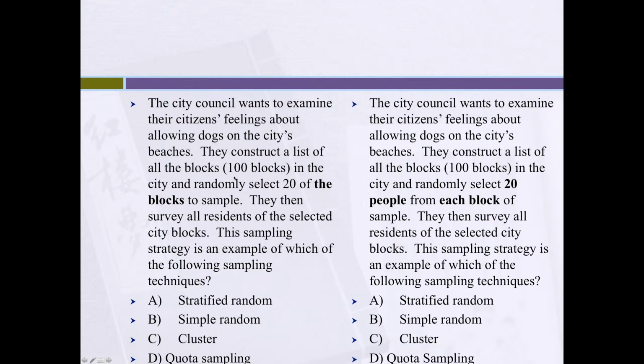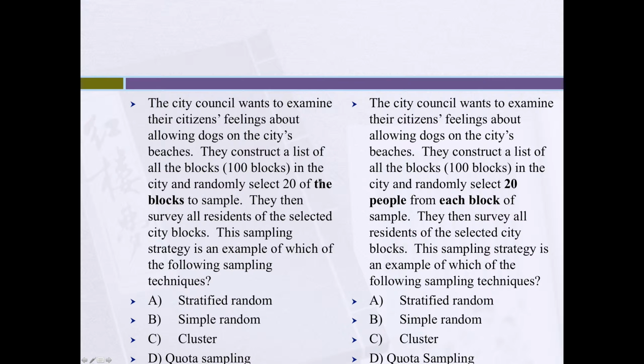If we ask citizens about their opinion about something, we divide the whole city into 100 blocks, then select 20 of the blocks to sample. In that case, what sampling technique did we use? It's cluster sampling. It's because we select blocks, not individual citizens. It is a probability sampling because we randomly select.